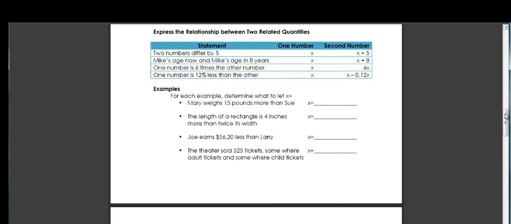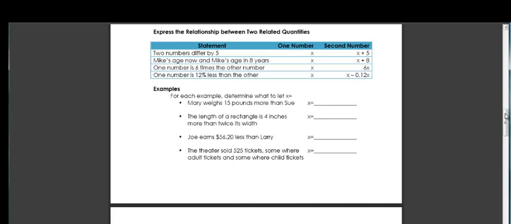Okay, so to do some problems with these, let's do the examples. And it says for each example, determine what to let x equal. Okay, so it says Mary weighs 15 pounds more than Sue. So this is all in general terms. So what would x equal in this case? Would x equal Mary's weight or would x equal Sue's weight? X would equal Sue's weight because we're going to take Sue's weight and add 15 pounds to get Mary's. So that should be Sue's weight.